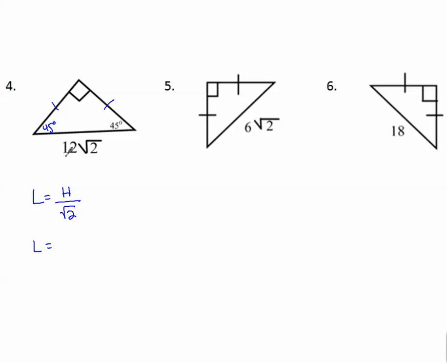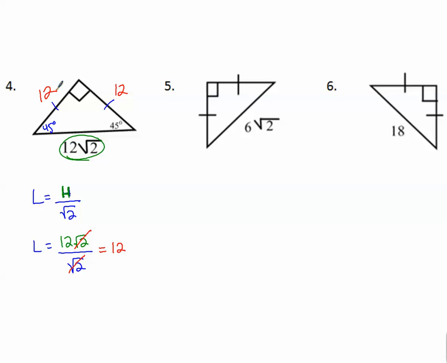Well, my hypotenuse says 12 square root of 2, right? This says 12 square root of 2 for the hypotenuse. So in place of my hypotenuse, I'm writing 12 square root of 2. I'm supposed to divide it by square root of 2. Well, look at what happens. Square root of 2, same factor, divides out of the numerator and the denominator. So I'm left with 12. So my legs are 12 and 12.